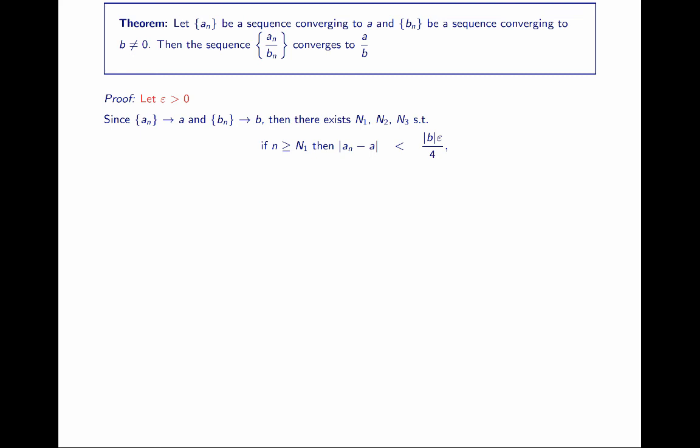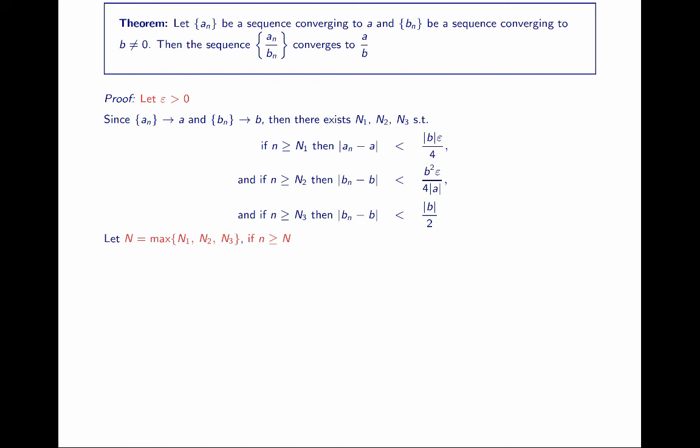And again, if I just went straight to the proof, we might wonder, where in the world did this come from? Right? But now, because we did the scratch work, we know precisely where it came from. And if n is greater than n2, then b_n minus b is less than b squared epsilon over 4 times the absolute value of a. Again, it's a rather curious bound if we had no context, but we know exactly why we picked this bound now. And if n is greater than n3, then b_n minus b is also less than the absolute value of b divided by 2.